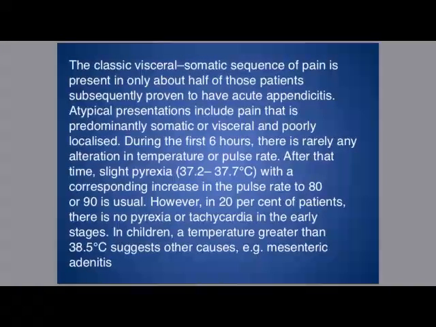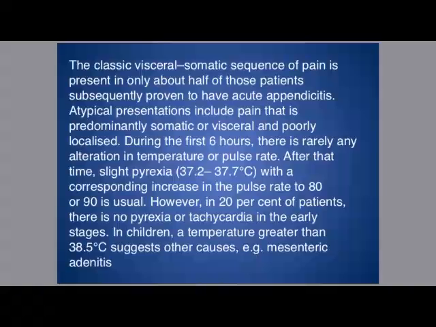The classical visceral somatic sequence we have described is usually present in only half of the patients. So 50% of patients present with the classical visceral somatic sequence. We repeat, the patient describes periumbilical, central, colicky abdominal pain, which after a few hours shifts to the right iliac fossa and changes its character from colicky to a sharp, well-localized pain. The other half of patients present with either a predominantly somatic or a predominantly visceral presentation.